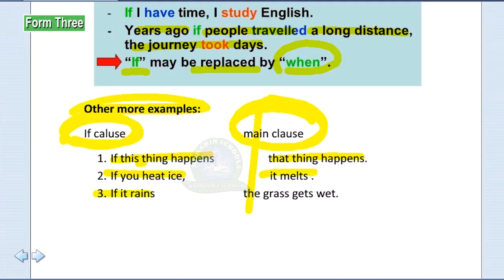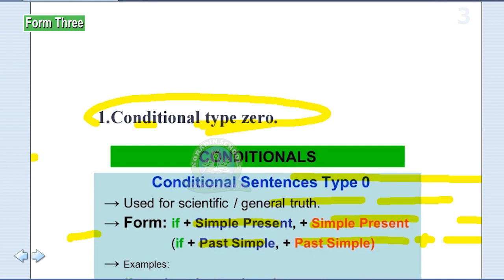Normally, if you heat ice, it melts. If it rains today, then the grass gets wet. If it rains today, the grass gets wet. It's true. So normally, conditional type 0 talks about scientific general truths.